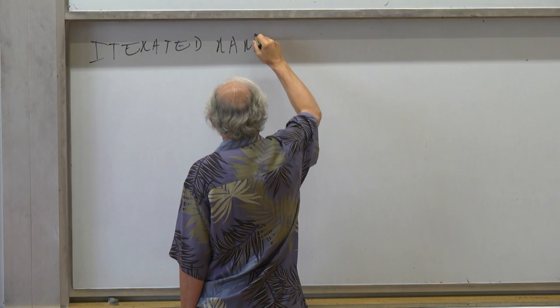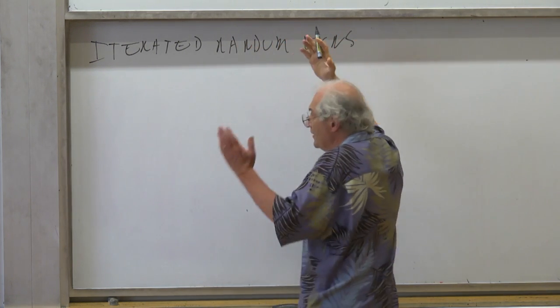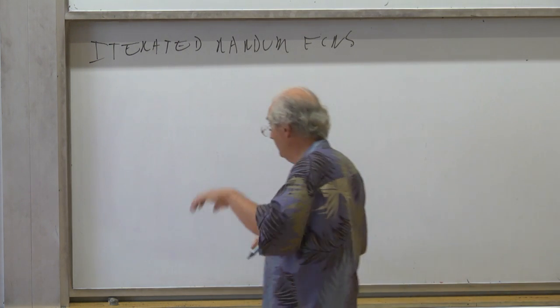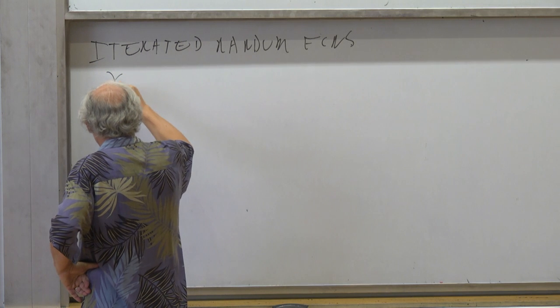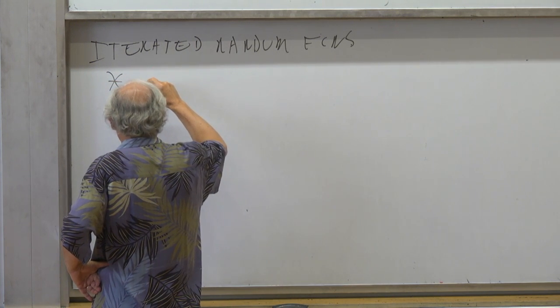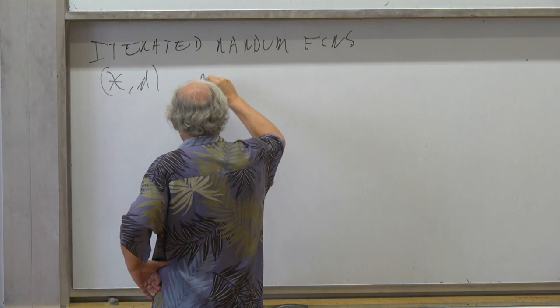Iterated random functions. And again, this is a very general approach to analyzing Markov chains. I have some space, actually arbitrary, but say it's Polish. So (X, d) is a complete separable metric space.